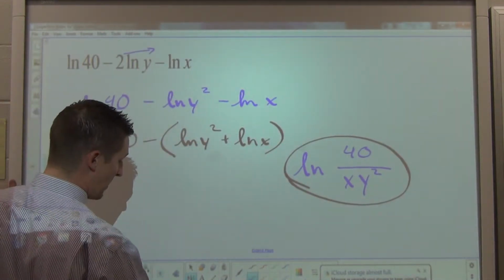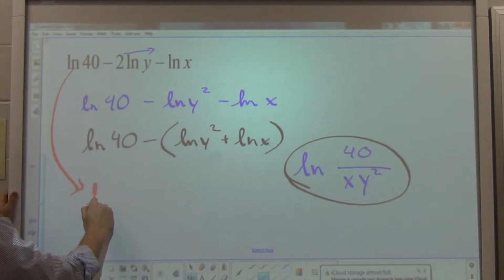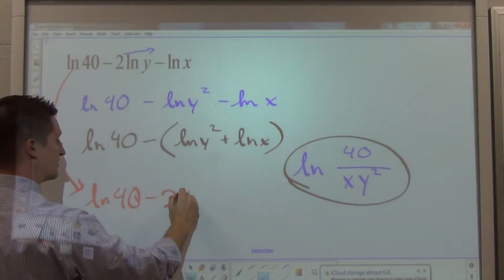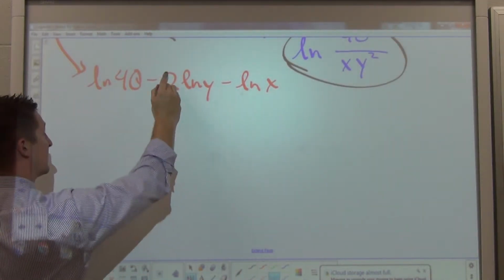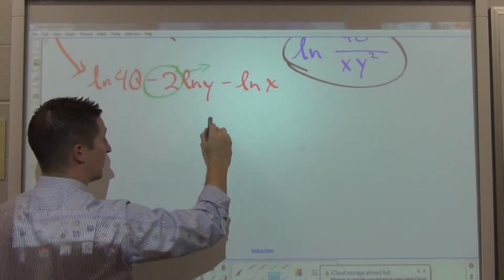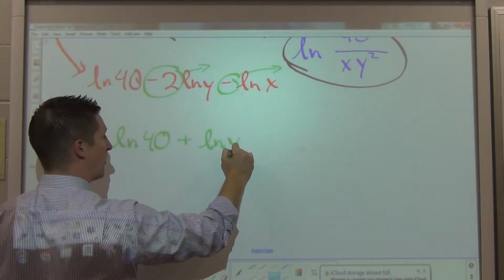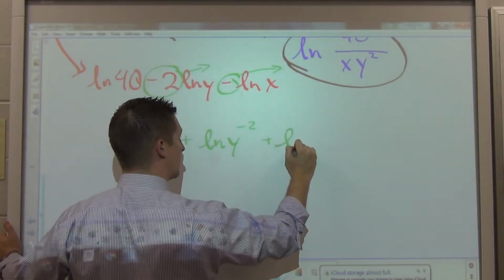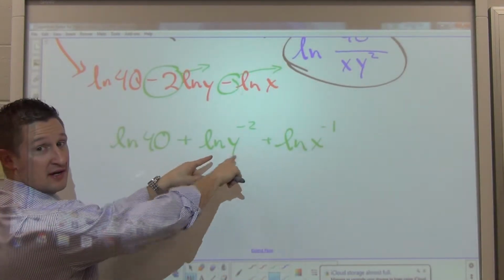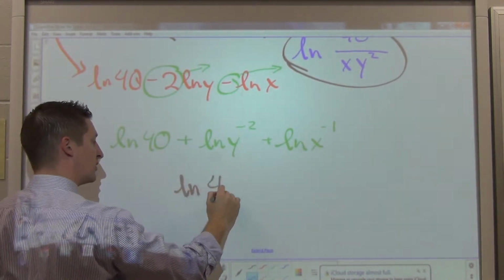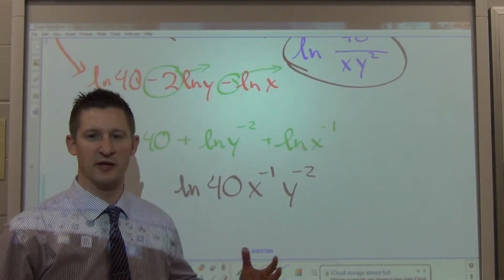I could go way back to the beginning, and when I apply the power property, in fact, I'll just rewrite down here: ln of 40 minus 2 ln of y minus the ln of x. What I could do is when I use the power property, I could take the negative sign with it. Throw that up there. I could take this negative sign and put it up there as well. So what that would give me is the ln of 40 plus the ln of y to the -2nd plus the ln of x to the -1st. Okay, see what's going on here? So then I use the product property, add them all together, have the ln of 40 x to the -1st y to the -2nd. I just changed the order because I like to have them in alphabetical order.